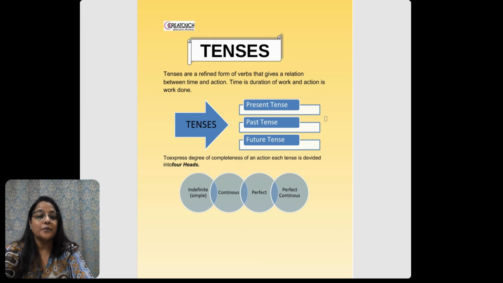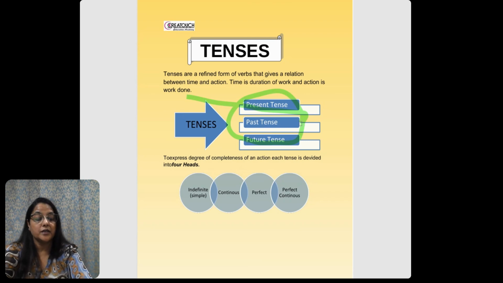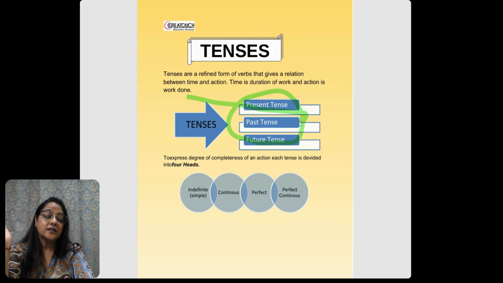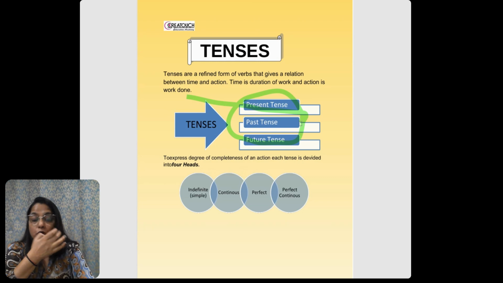A tense is formed. Seeing into the slide, if you see, tenses are divided into three parts: the present tense, past tense, and future tense. Present is today's present, past is the past which has gone, the future which will come. Past, present, future. Out of these, tenses are divided into four heads: simple, continuous, perfect, and perfect continuous.